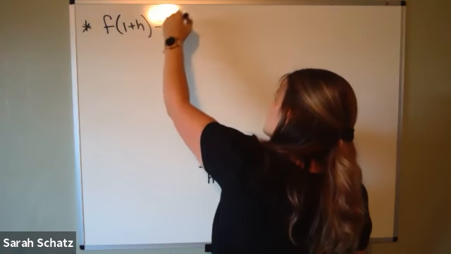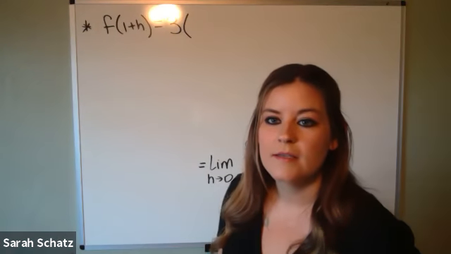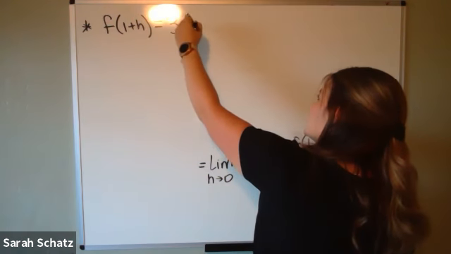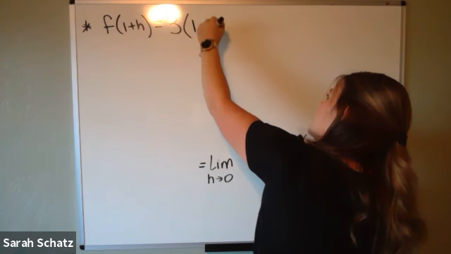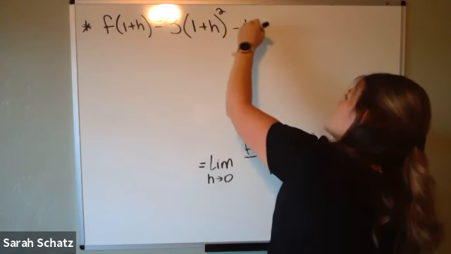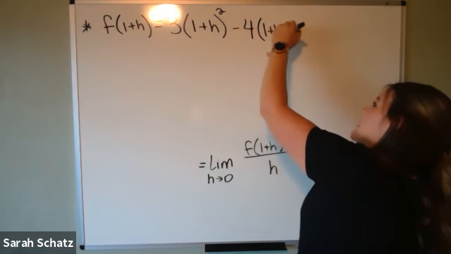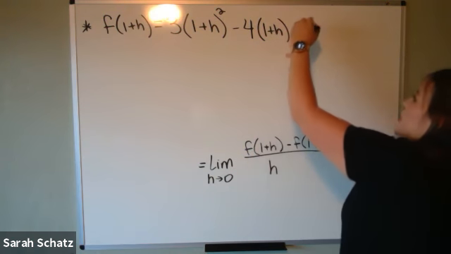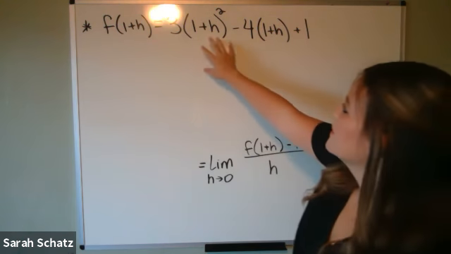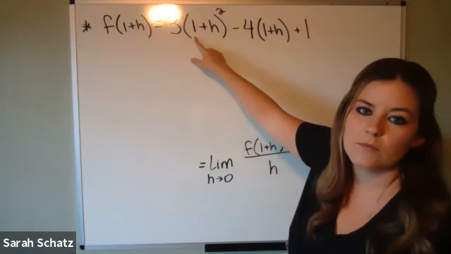So we had 3 times x squared. So remember, in the x, we've got 3 times 1 plus h. That's what we're putting in for x squared. Then we had minus 4 times x again, so that's where we put the 1 plus h. And we had a plus 1. Sorry guys, I got this in that weird glare area. That's a 3 times 1 plus h squared.